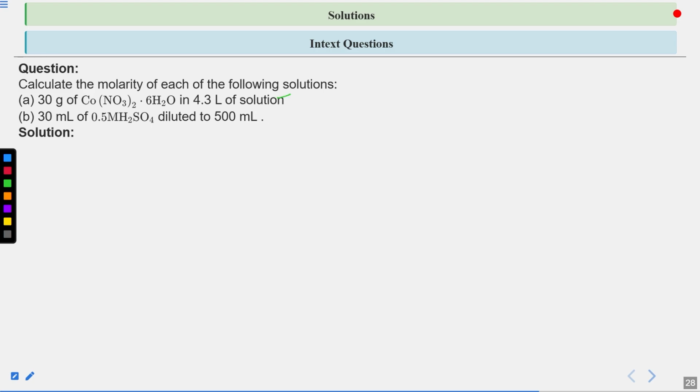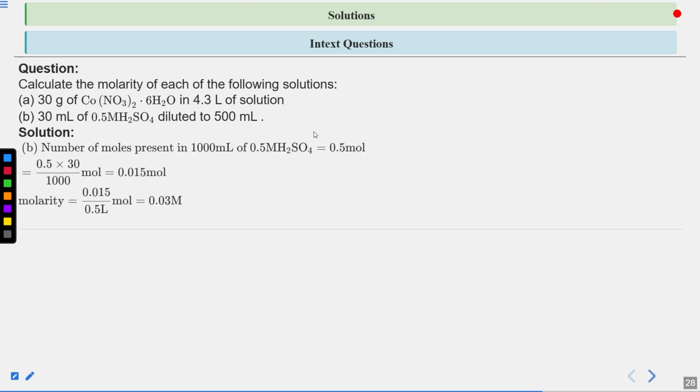Now coming on to the next part. For the first, we have calculated it. For the second case, what we are doing is taking 1000 ml of 0.5 molar H2SO4. It is given here, right? Why are we saying that? Because the molarity is 0.5, which means 0.5 moles of H2SO4 is present in 1000 ml.